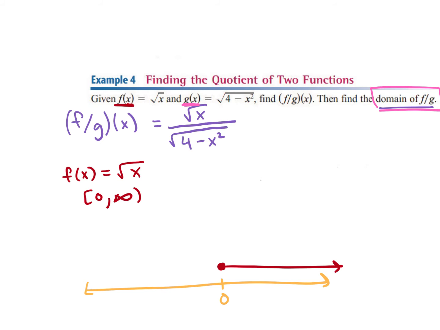Now let's check the domain for g. Here I have the square root of 4 minus x squared. What can I not have under my square root? A negative. So I want this to be greater than or equal to 0. So I have 4 minus x squared is greater than or equal to 0. I would solve this just as if it were an equal sign. So I can add x squared to the other side. So 4 is greater than or equal to x squared.